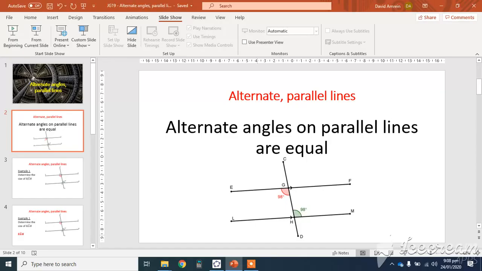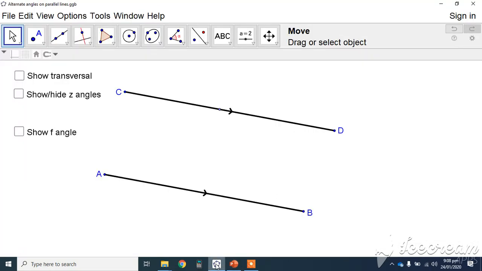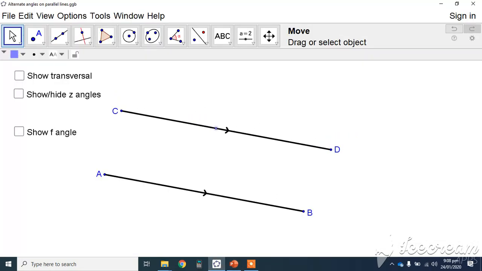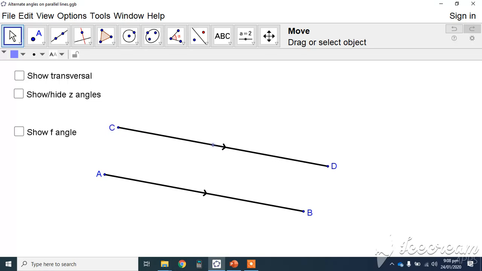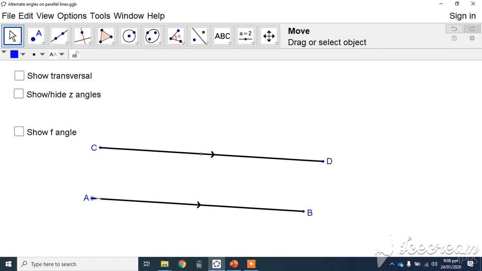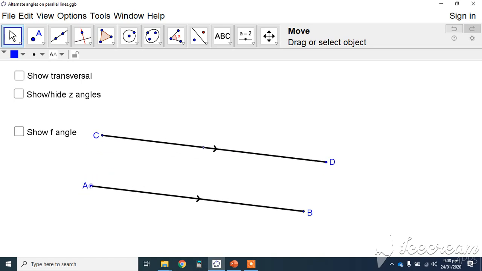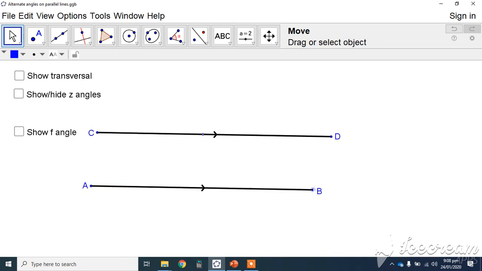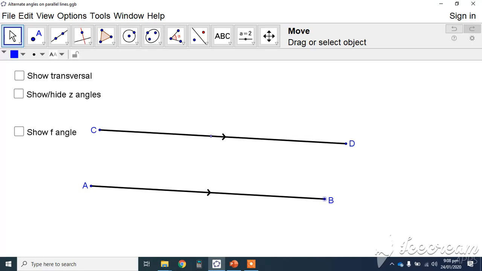So let's get into GeoGebra and show you what this is all about. So we've got a pair of parallel lines. No matter what I do, they are going to stay the same distance apart and never meet. So let me add in my transversal. Transversal is a line that cuts through two lines. Here's my transversal from E to F, and it cuts through at points J and K, right?